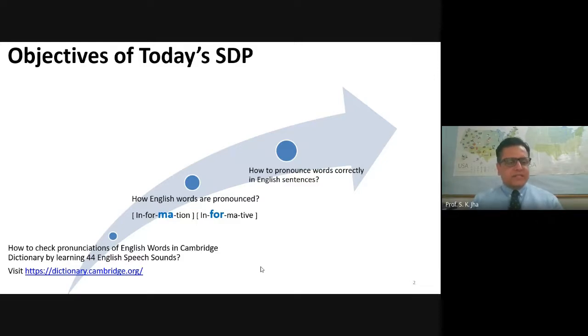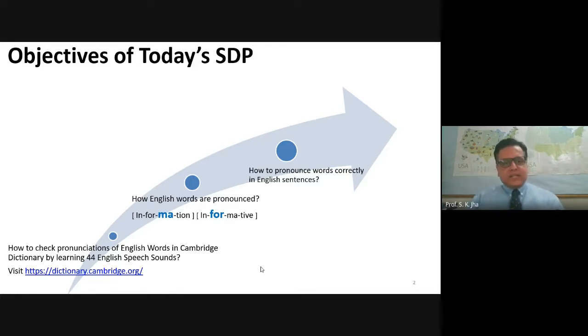The first objective is how to check pronunciations of English words in Cambridge Dictionary by learning 44 English speech sounds. By the way, I'm not any brand ambassador for Cambridge Dictionary, but I'm recommending this dictionary because I find them very qualitative in terms of their pronunciations, which they have given in the form of British as well as American accent. So I have given you the link here also, so you should keep it handy, because you may feel like referring to this dictionary time and again.